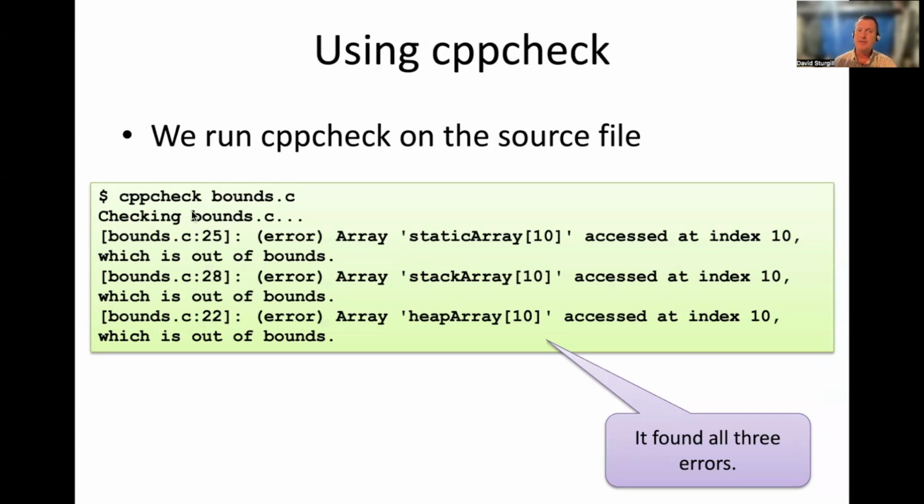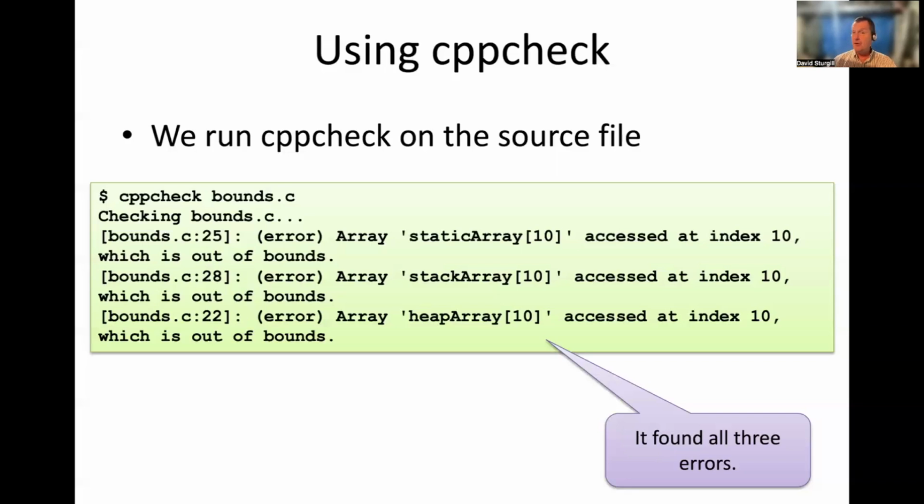The way you run it is you run cppcheck, and then you give it your source code as an argument, and it'll look at that source code and apply all of the rules it knows for detecting common errors, and it'll report what it finds. You can see in this case, it found all 3 of our errors. It found for the statically allocated array that we indexed at index 10, which is out of bounds. Same thing for the stack allocated array, same thing for the heap allocated array.